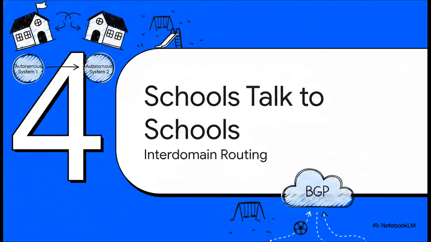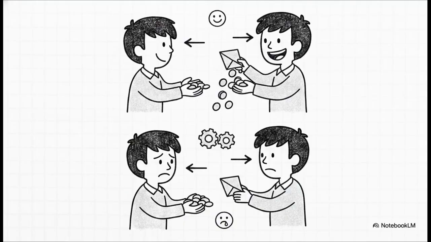Section 4, Schools Talking to Schools. This is where we look at interdomain routing, or BGP. How does this all work when entirely different school districts, known as autonomous systems, need to talk? Well, when a school router ranks which path to use to send a message outside, it follows a strict playground hierarchy of trading cards. And spoiler alert, it always follows the money.